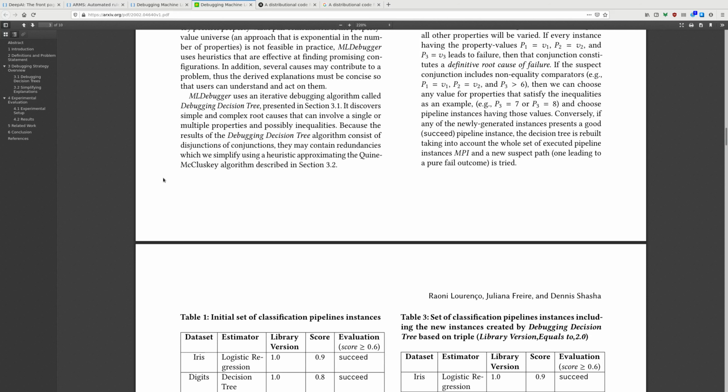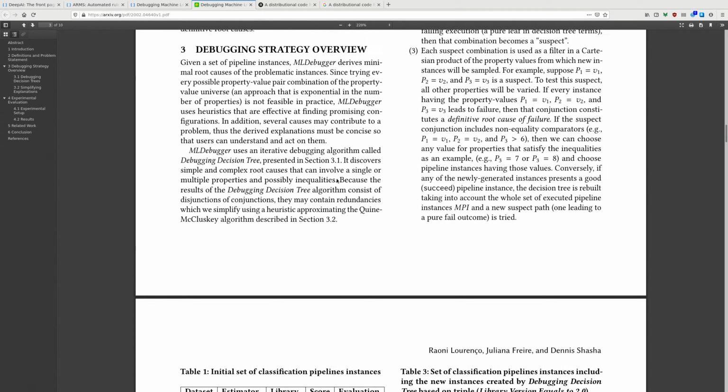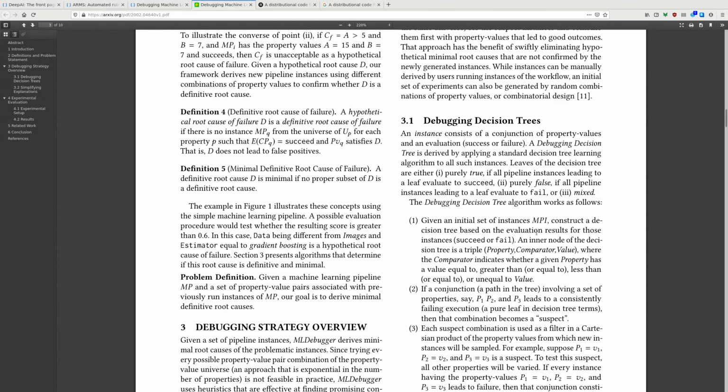ML debugger uses an iterative debugging algorithm called debugging decision tree, presented in section 3.1. It discovers simple and complex root causes that can involve a single or multiple properties, or possibly inequalities. Because the results of the debugging decision tree algorithm consist of disjunctions and conjunctions, they may contain redundancies, which we simplify using a heuristic approximated Quine-McCluskey algorithm described in section 3.2.